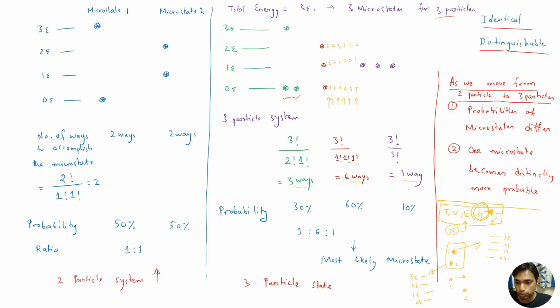Is the problem clear? What you are trying to do? Yes, sir, it's clear now. So, if I give you two particles, in how many ways can you create the 3e energy level?